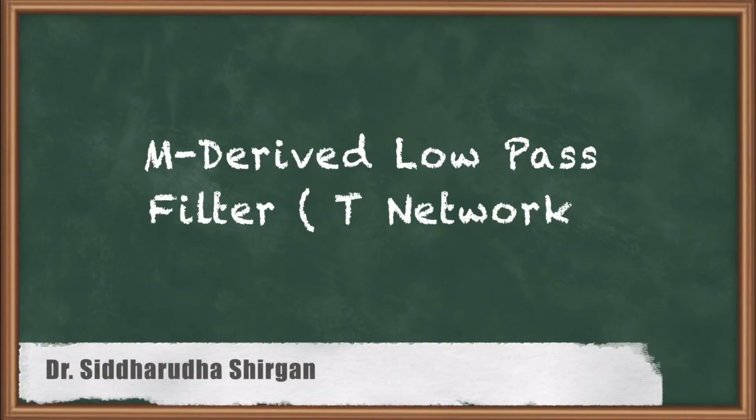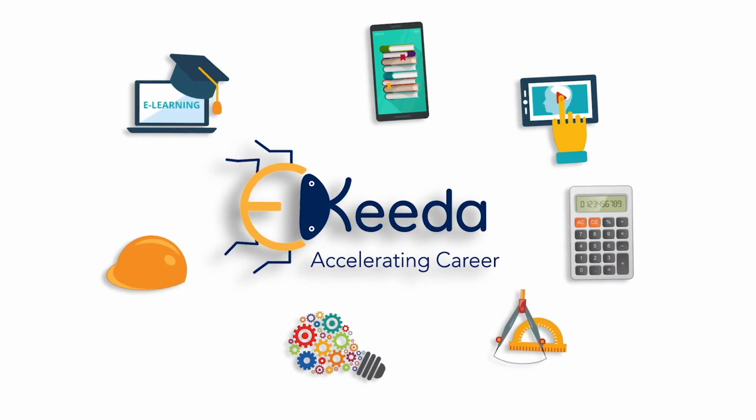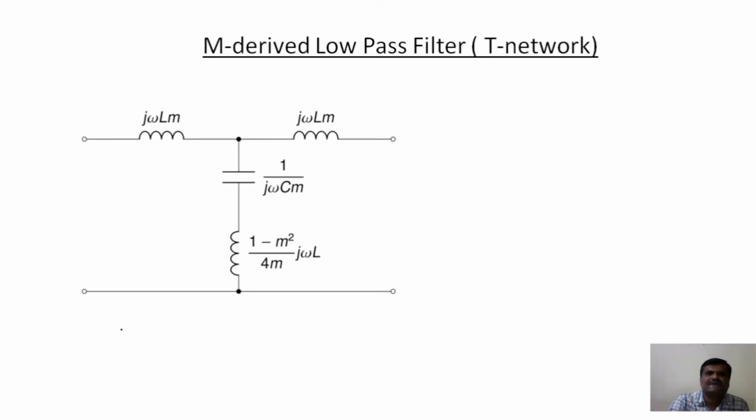Hello friends, in this video lecture we are going to do analysis of M-derived low-pass filter to overcome the limitations of constant K filter. Figure shows circuit diagram of low-pass filter as per the concept we have seen in a previous video lecture. That is, in a shunt arm two impedances are there. One is capacitance and second is inductance.